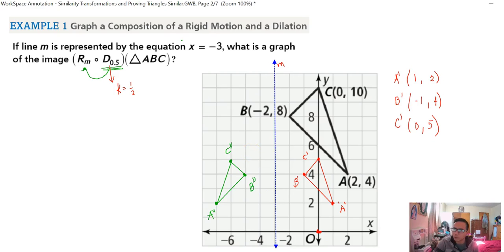So let's do a conclusion on this one. The conclusion is that the graph of the image of the reflection composed with the dilation, where K is equal to 1/2 of ABC, is now triangle A double prime, B double prime, and C double prime. Remember our common error there, okay? If your center of dilation is not mentioned, it's automatic. The center of dilation is at the origin or at 0, 0.